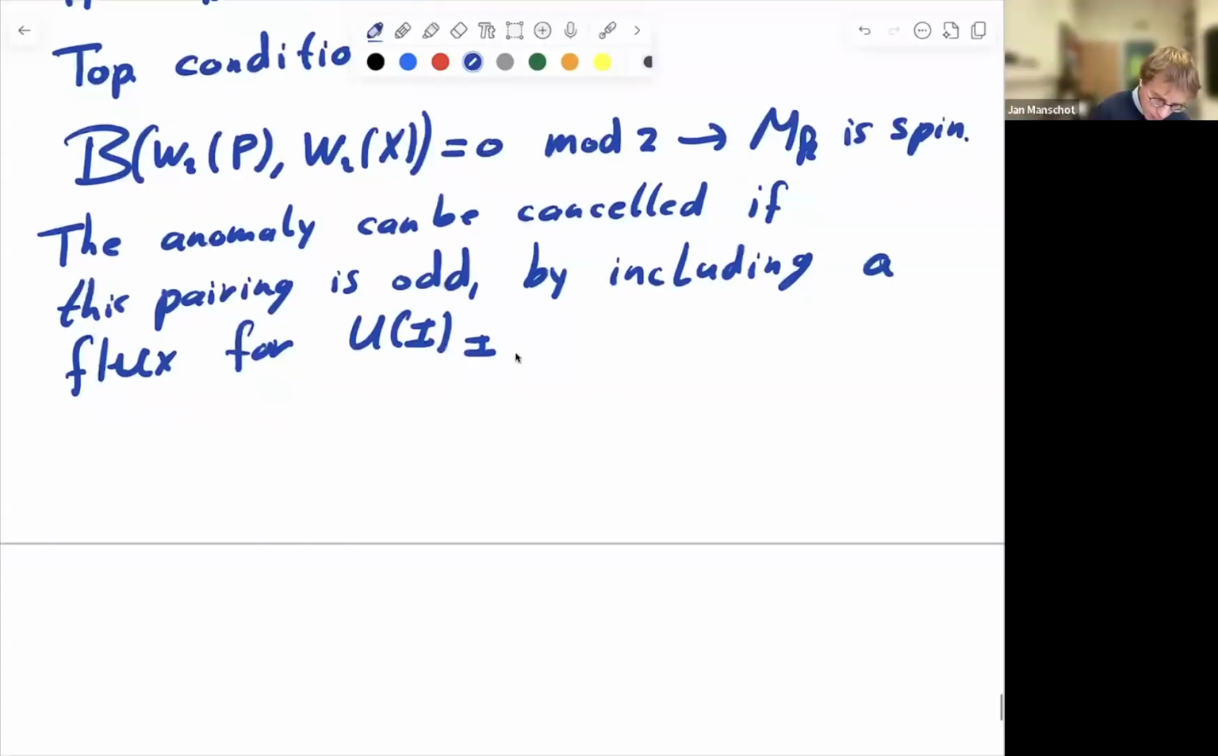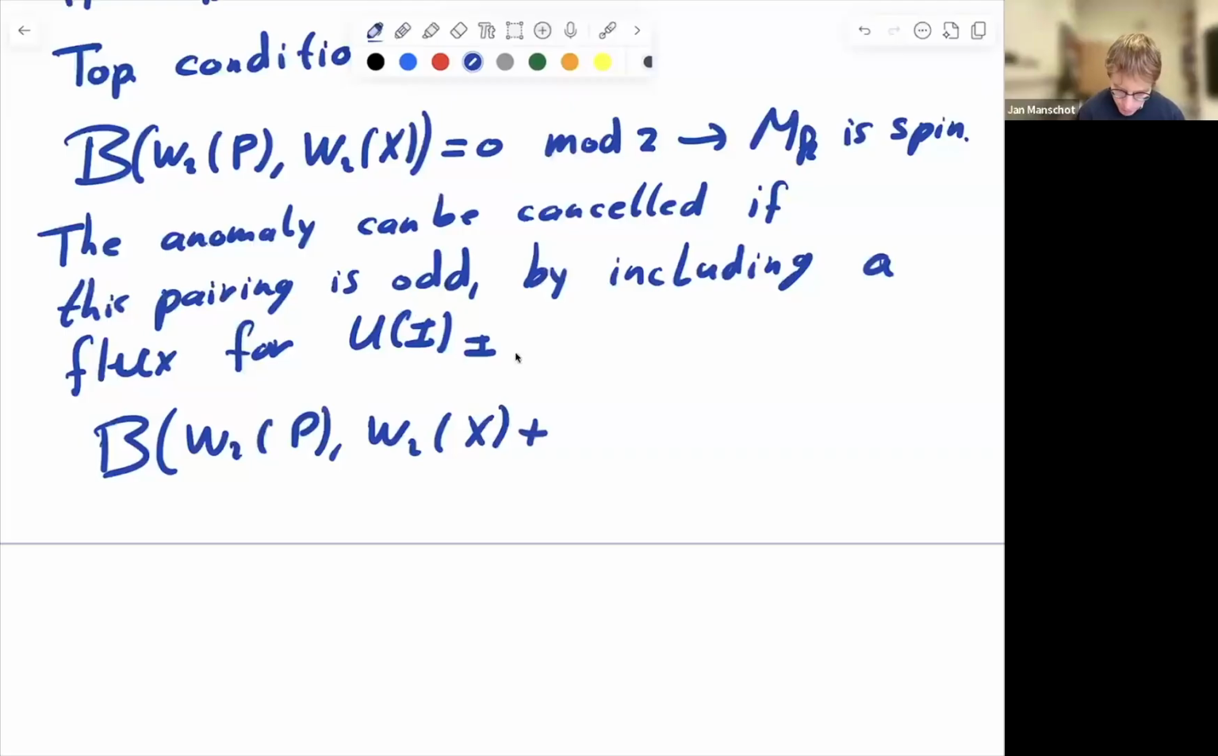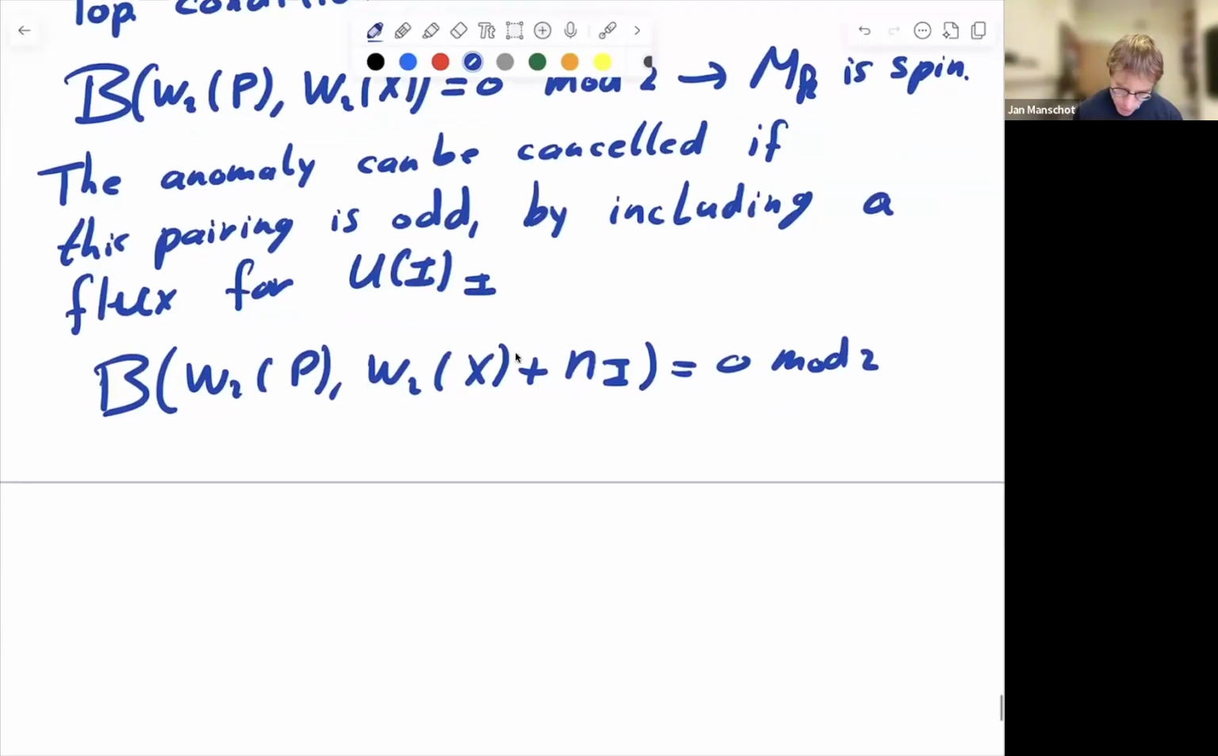And then the condition is that the pairing of W_2(P) with W_2(X) plus N_I is equal to 0 modulo 2. N_I is equal to 1 over 2 pi times the class of this U(1)_I instanton symmetry.